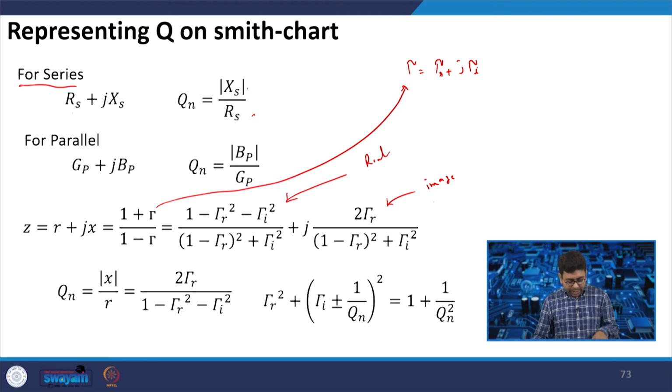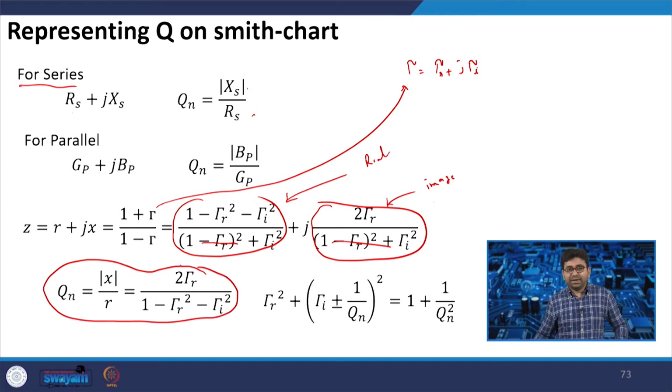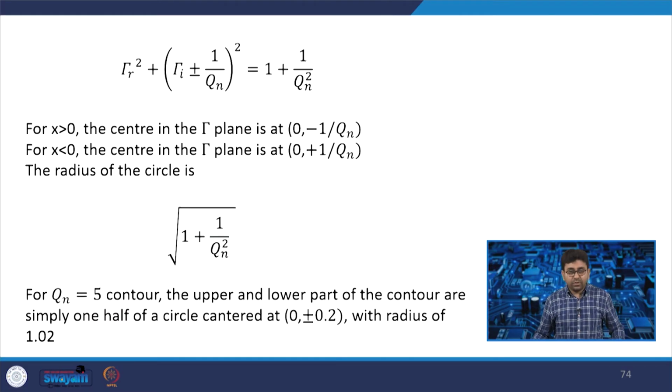Now, the quality factor Q is defined as imaginary by real. So, we divide the imaginary part by the real part. Both will cancel out and we will get 2 gamma r by 1 minus gamma r square minus gamma i square. If you work through this entire equation, we can represent it as the equation of a circle, with center at 0 plus or minus 1 by Qn, and the radius is the square root of 1 plus 1 by Qn square.